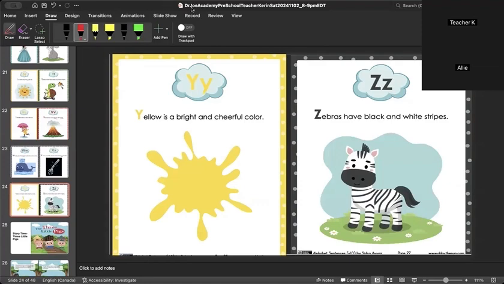Yellow is a bright and cheerful color. Zebras have black and white stripes. Stripes. Perfect.